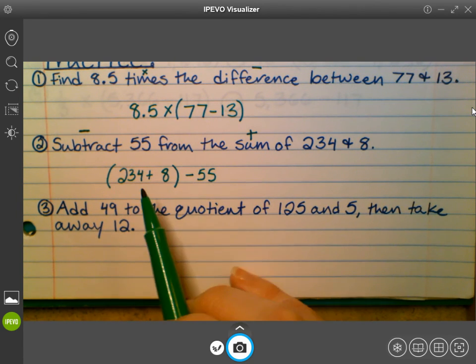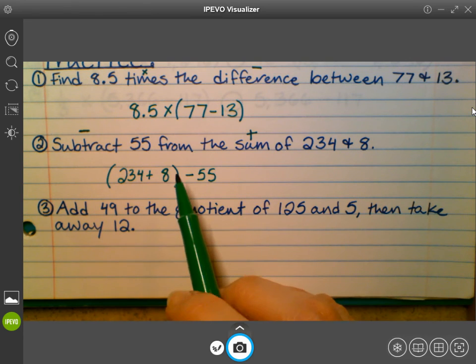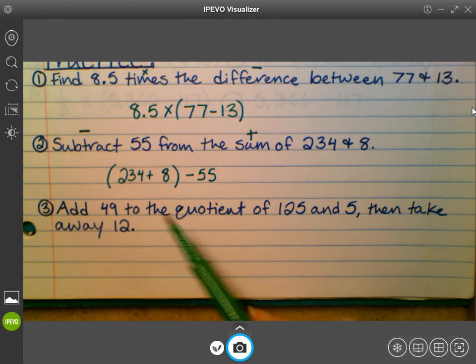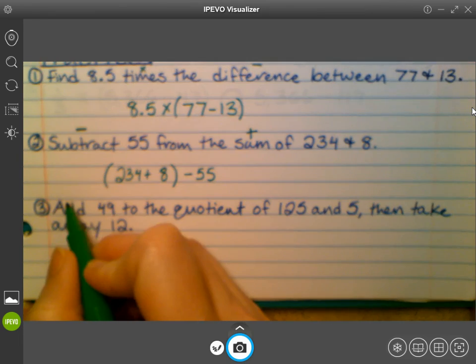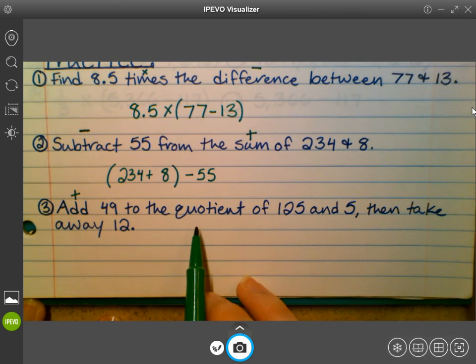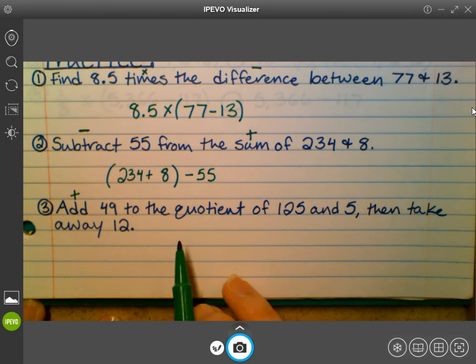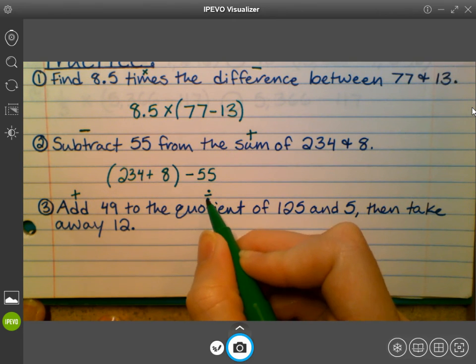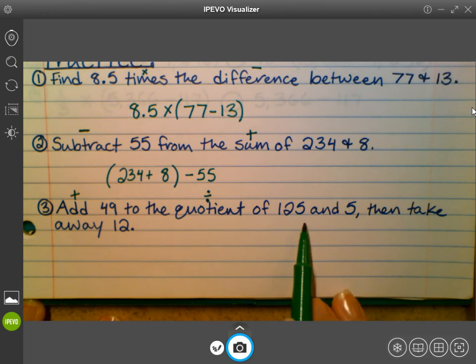The second one, we would take 234 plus 8, then subtract 55. Number 3, though, we have 3 steps. So if I'm looking at it, first I have add. So I'm going to put an addition symbol. Add 49 to the quotient of. So quotient is the answer to a division problem of 125 and 5.